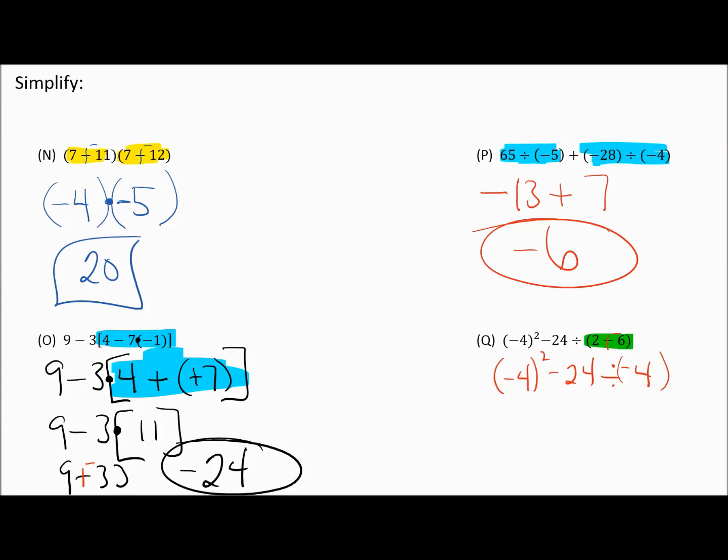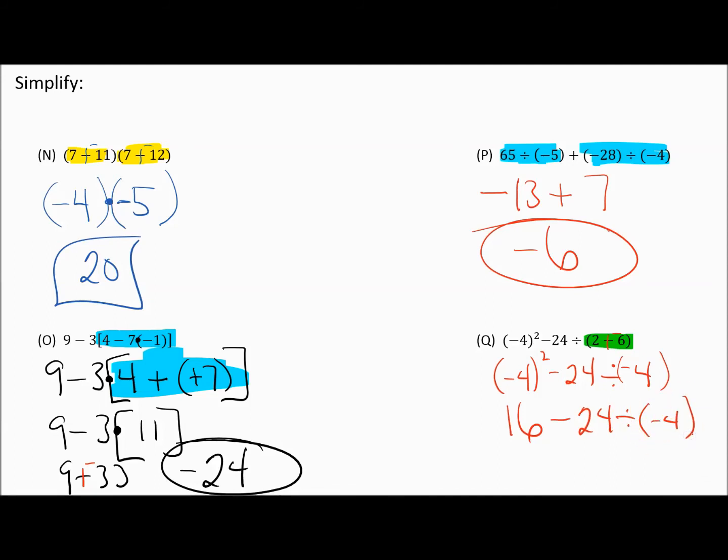And the next step that we would have to do is exponents, right? Parentheses first, then exponents. So negative 4 times negative 4 is a positive 16. Careful here, because it's not just 4 times 4 and you bring down the negative. Negative 4 times negative 4 is a positive 16 because the negative times negative is a positive. Minus, I'm recopying, 24 divided by negative 4.